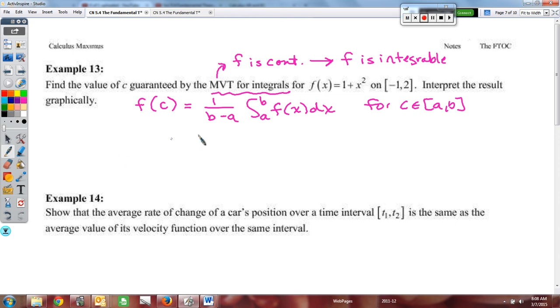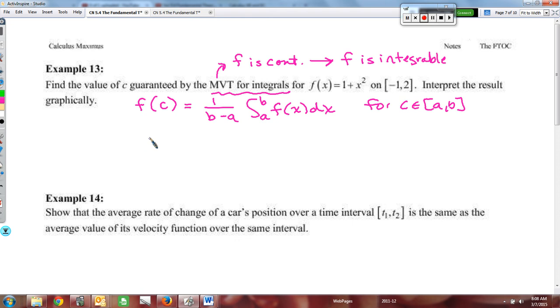So I'm going from -1 to 2. So I actually calculate the value. So that's going to be 1 over 2 minus -1, integral -1 to 2 of 1 plus x squared dx. We go ahead and we calculate this.